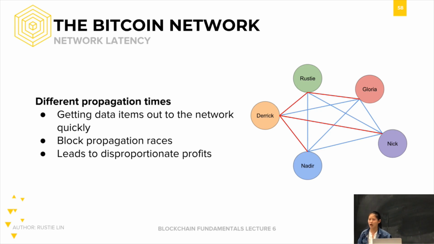That's the only way they get their block reward, so they're incentivized to send it out as quickly as possible. This leads to block propagation races, where if you have one node that is much more influential than another node and they both send out blocks at the same time, one has a clear advantage, and that leads to disproportionate profits, which again is not ideal in our ecosystem. In a decentralized ecosystem, we have to keep in mind that we need to control for these sorts of things.